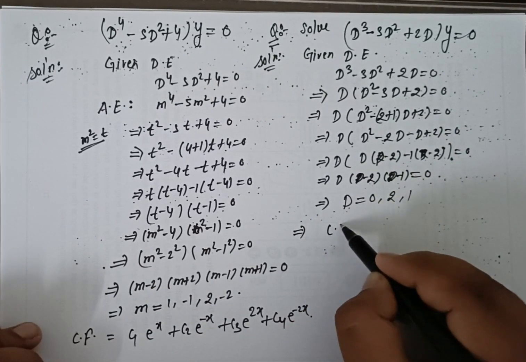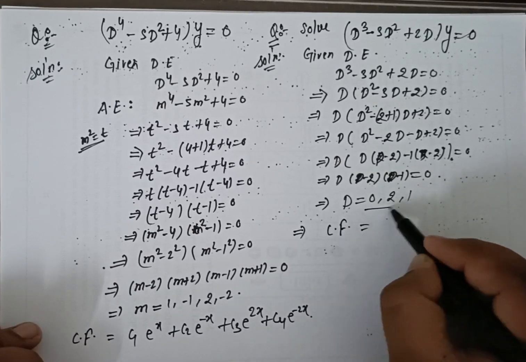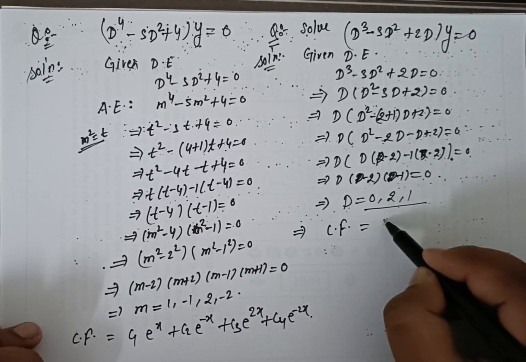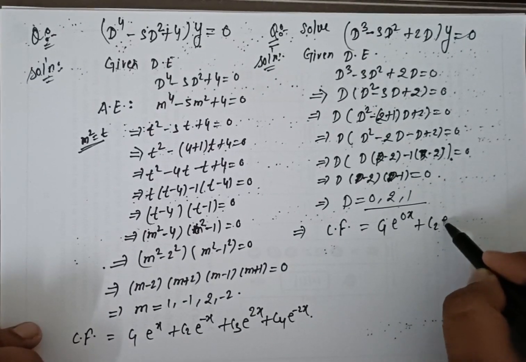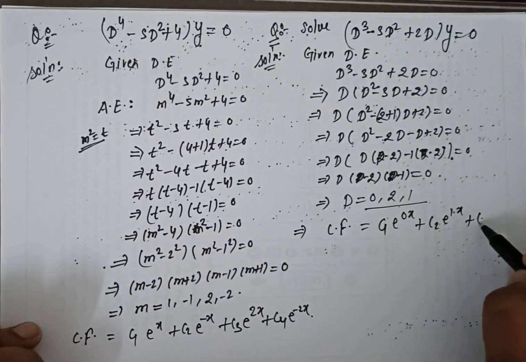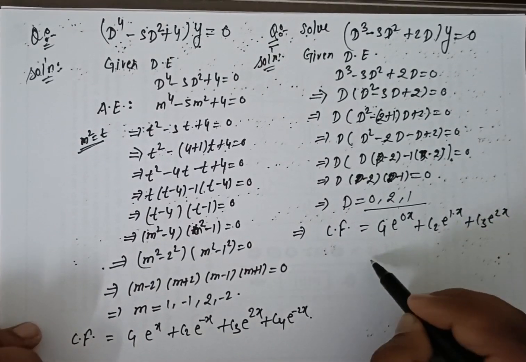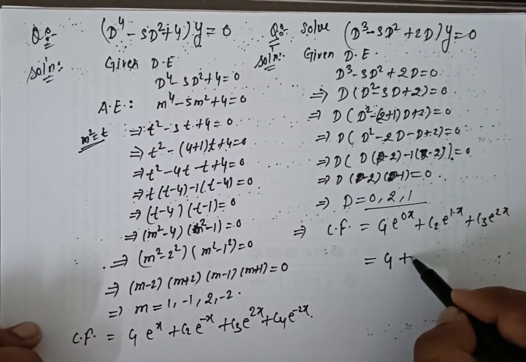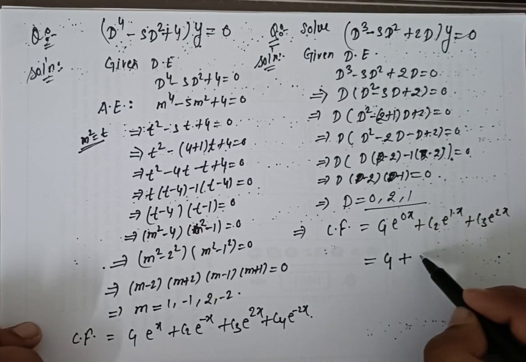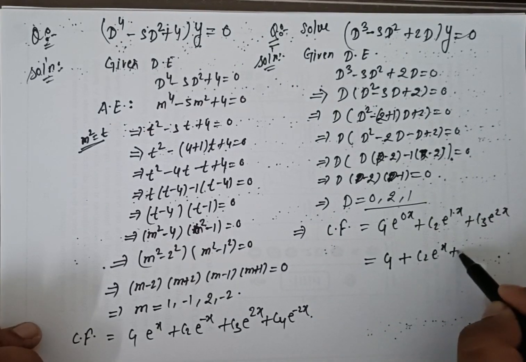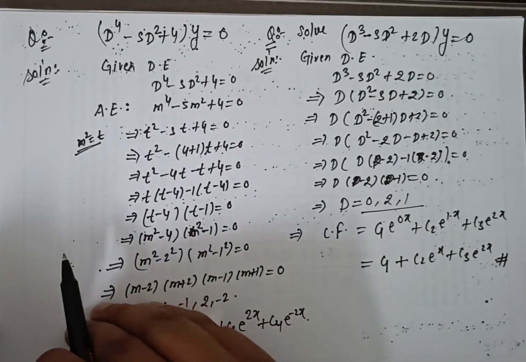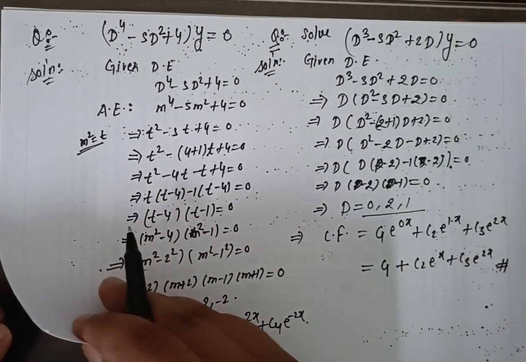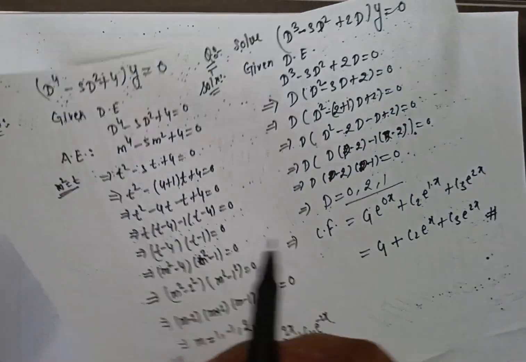So you can decide the complementary function, as all these 3 roots are distinct. Remember one thing: c1 e to the power 0x plus c2 e to the power 1 into x plus c3 e to the power 2 into x. So finally you can write it as c1, because e to the power 0 the value is 1, plus c2 e to the power x plus c3 e to the power 2x, which is the required answer. So guys, we have the simple questions to understand this theory.